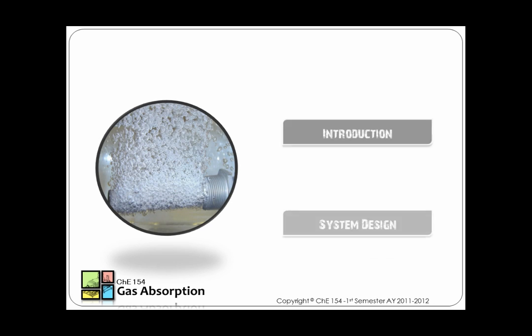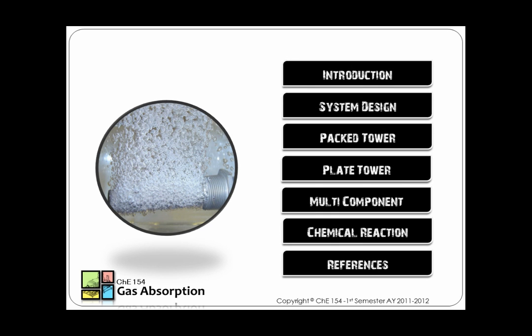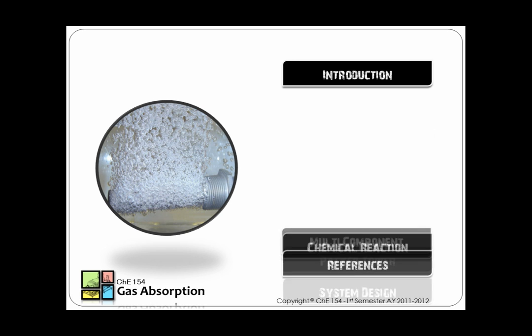Today's topic is gas absorption operation design. This report will tackle some introduction about the gas absorption operation, some basic concepts about the equipment design, the two basic types of equipment, which are the packed and the plate tower, and other complex systems like multi-component and absorption with chemical reaction.